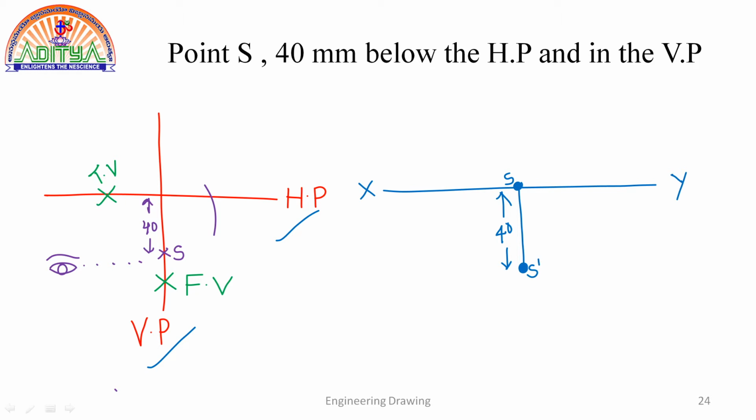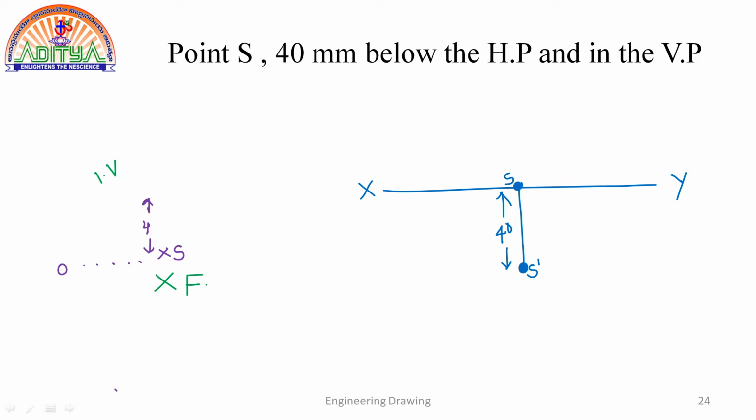So this is the final solution for the given question, where s is the top view, which is on the reference line, and s dash is the front view, which is 40 mm from the reference line. So this is one question, and we will see another one.